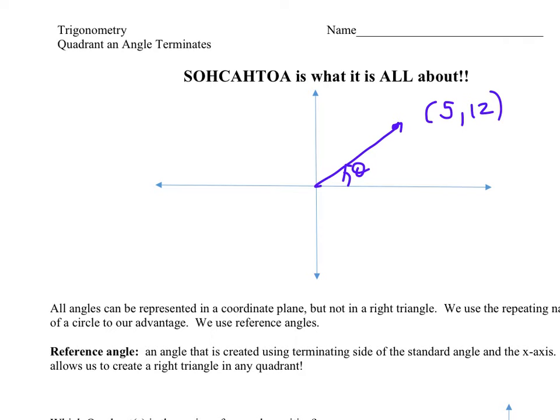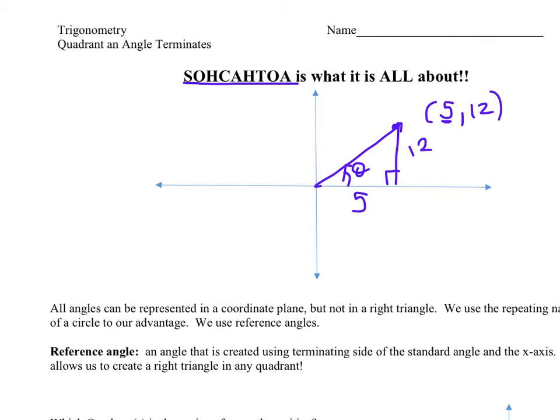And we can make this a right triangle with the x-axis. So that's handy, okay? So this side would be 5 because that's the x value here. And how high up we went, that would be that side there. And we have this beautiful triangle with all the qualities, and we can use SOHCAHTOA. So that's what it's all about, SOHCAHTOA.